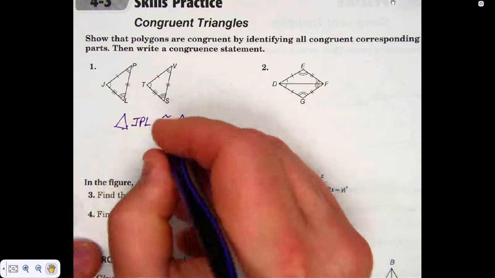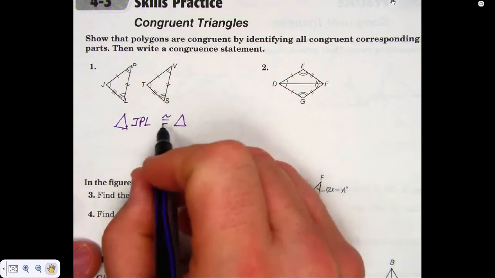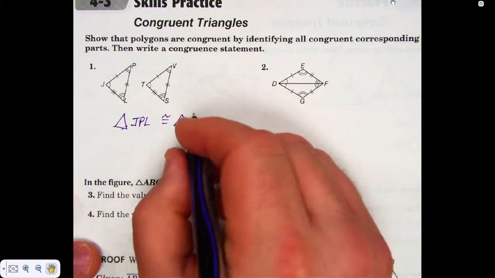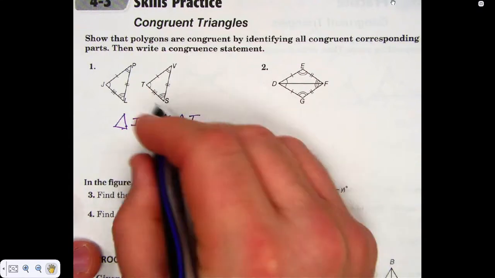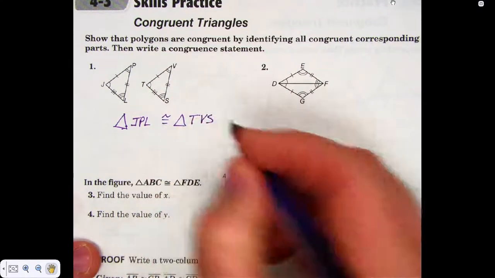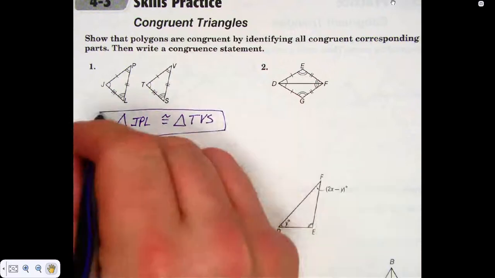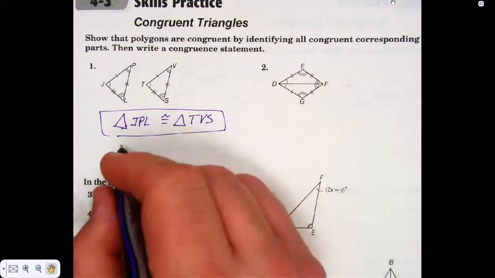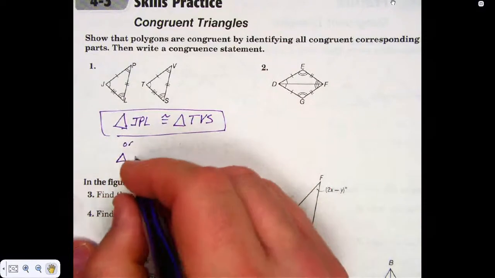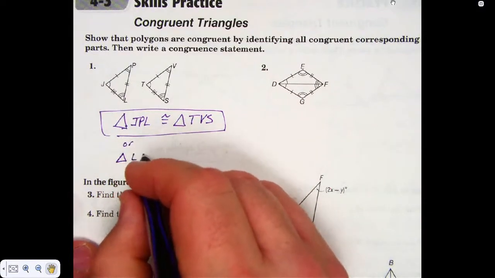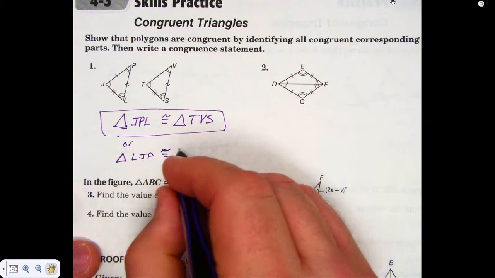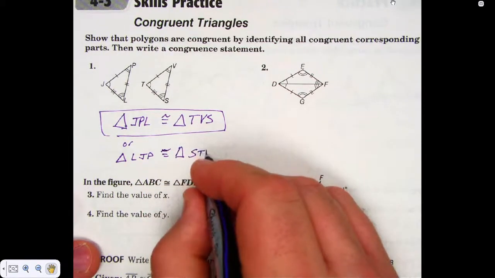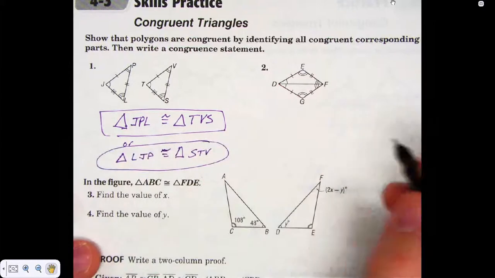So triangle JPL is congruent to triangle... What has to be first for the other triangle if J's first? T, and then what? As long as they correspond, you can do it any way you want. Give me another example. Triangle LJP would be congruent to triangle what? Easy peasy, huh?